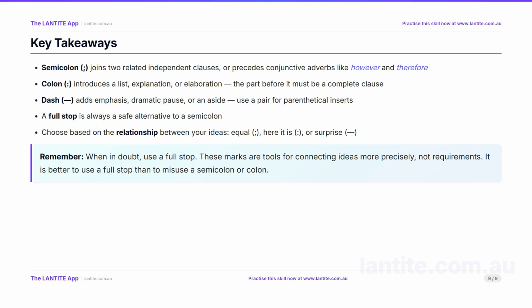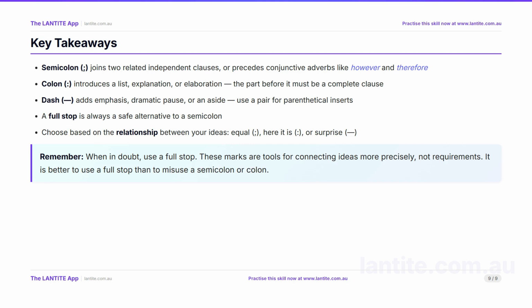Let us recap. Semicolons join 2 related independent clauses and appear before conjunctive adverbs like however and therefore. Colons introduce a list, explanation, or elaboration, and the part before the colon must be a complete clause. Dashes add emphasis, create a dramatic pause, or insert an aside. Use a pair of dashes for parenthetical information. A full stop is always a safe alternative to a semicolon. If you are unsure, use a full stop instead.